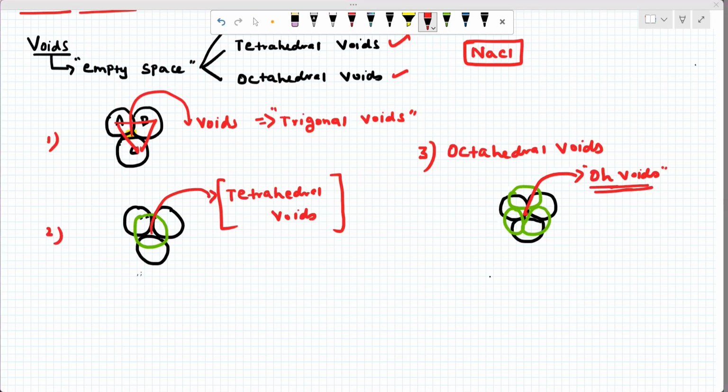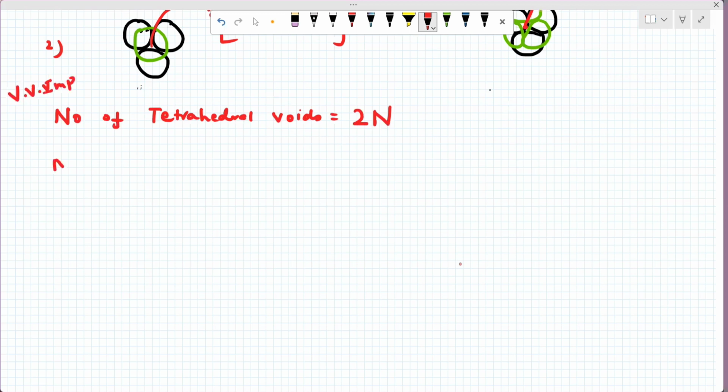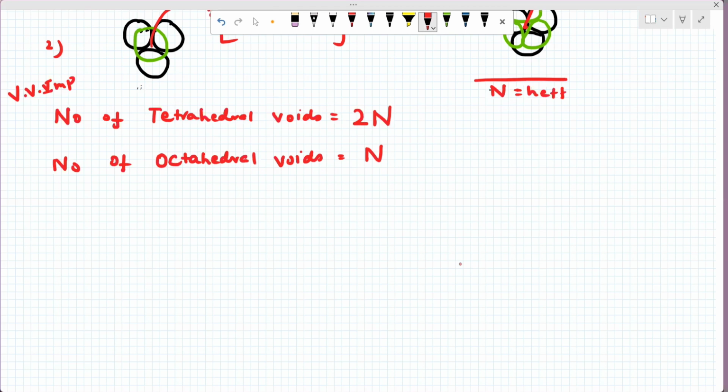Now let's go to the numerical side. The number of tetrahedral voids equals 2n. This is very, very important. The number of octahedral voids equals n. What is n? It is n effective. We know for simple cubic, n effective equals 1. Yes or no?